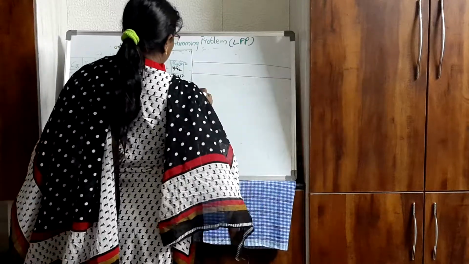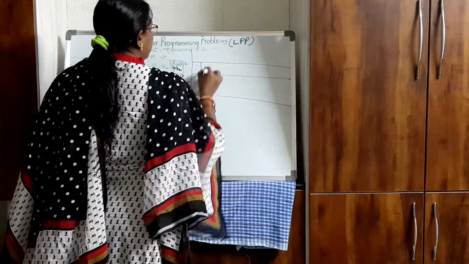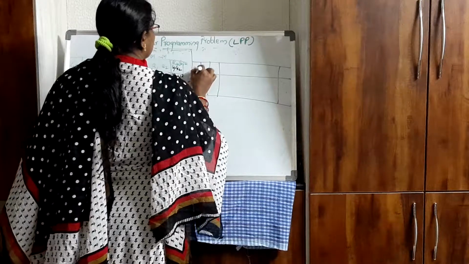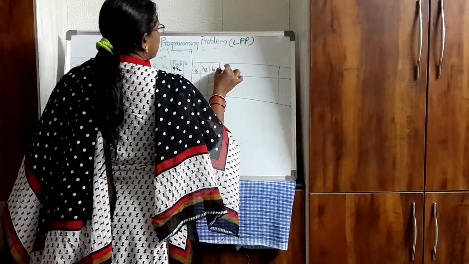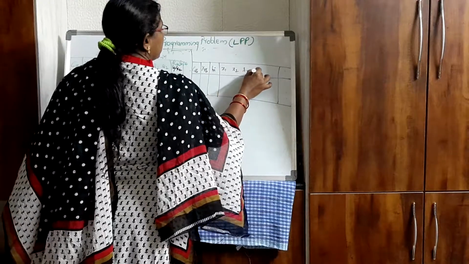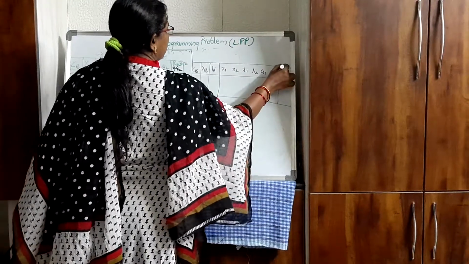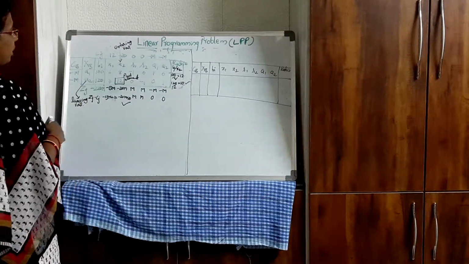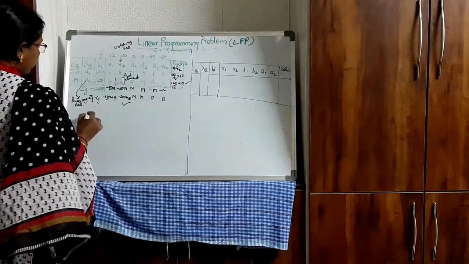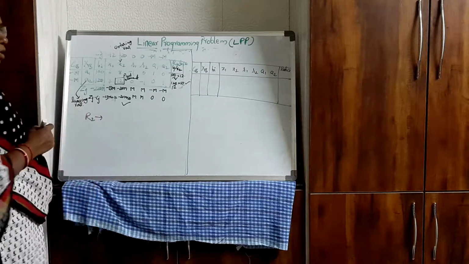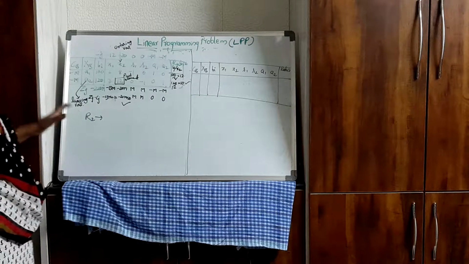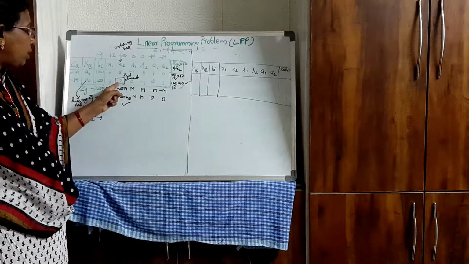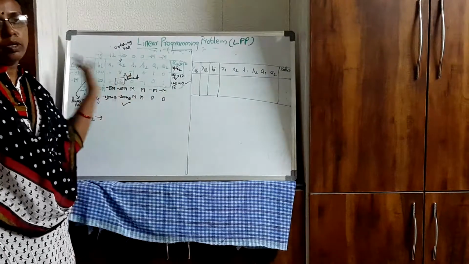Let me draw the simplex table first. CB, XB, BI, minimum ratio. So x1, x2, s1, s2, a1, a2, ratio. Okay. So here since the pivot element is in the second row, I will make the row transformation to the second row only. Now what transformation we have to make? We have to make a transformation in such a way that this pivot element is 1. Now how to make this pivot element 1? By dividing that complete row by the pivot element itself.